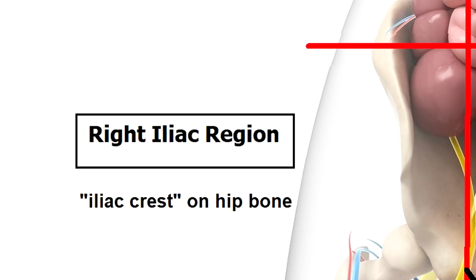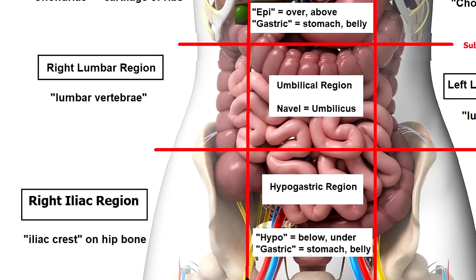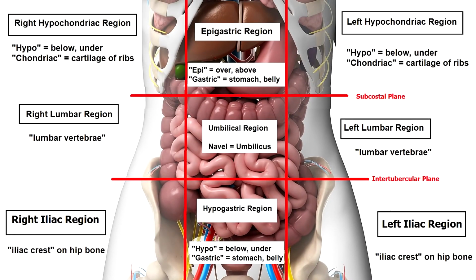It's closest to the hip bone where that iliac crest is, and so they call it the iliac region. Now that's pretty simple, and that takes care of the left and right columns, but now let's look at the abdominal regions in the center column.